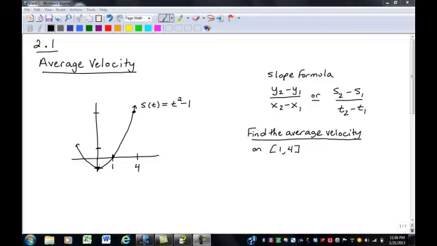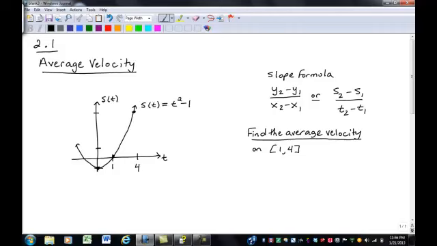So in this example we want to find the average velocity of s sub t, which is t squared minus 1, on the interval 1 to 4. When they give you an interval, that's always the independent variable. So in this case it's t, because that's what the x-axis is being replaced by. And the y-axis is being replaced by s sub t. So a lot of times they'll write s.